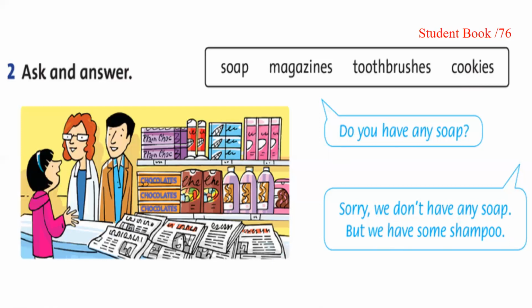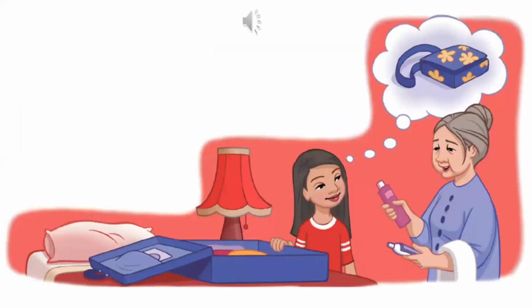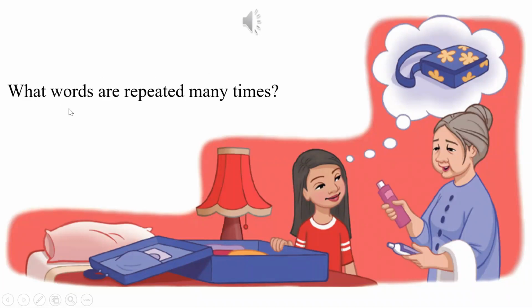After practice, do you understand them clearer? Now look at the pictures, listen, and answer my questions. Now you will listen to the song and then you will answer the questions. What words are repeated many times? Are you ready? Now here we go. Listening 90. Listen and sing.